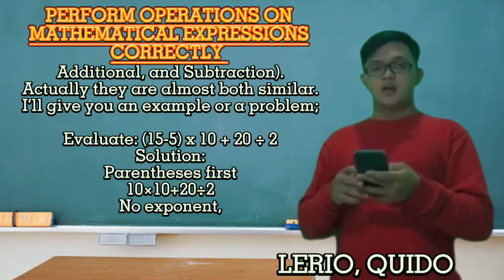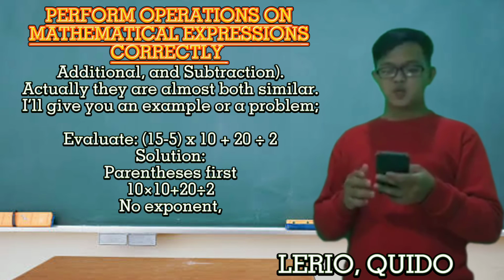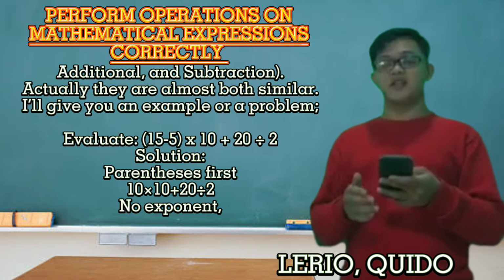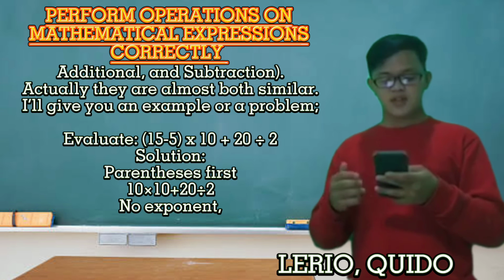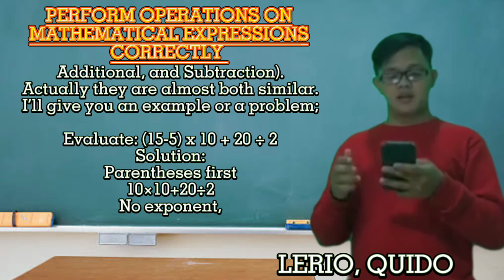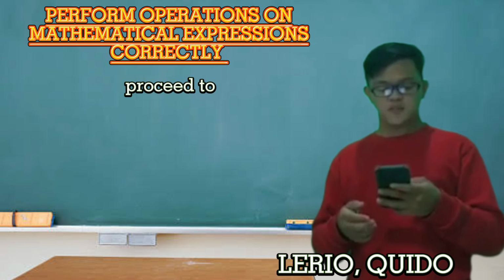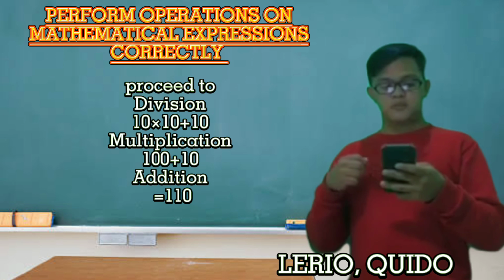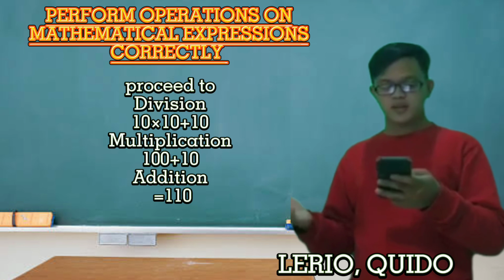Evaluate: open parenthesis 15 minus 5 close parenthesis times 10 plus 20 divided by 2. First, simplify the parenthesis, which is 15 minus 5 equals 10. So the result is 10 times 10 plus 20 divided by 2. Now, since there is no exponent, let's proceed to division. 20 divided by 2 is equal to 10.